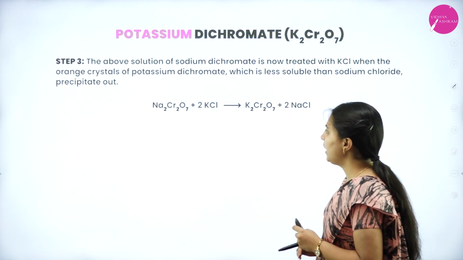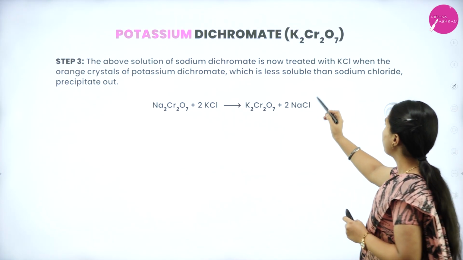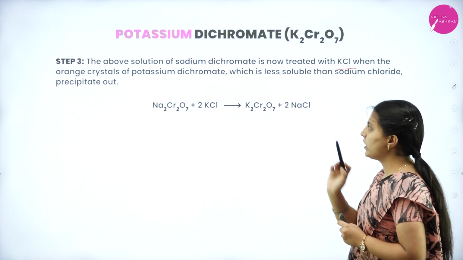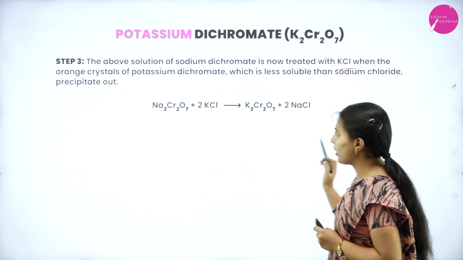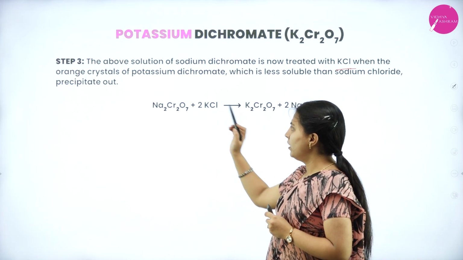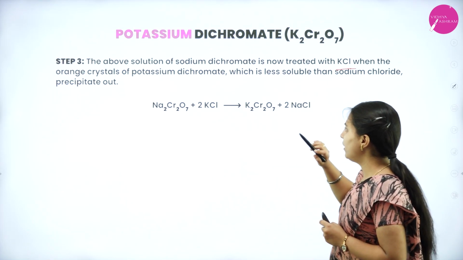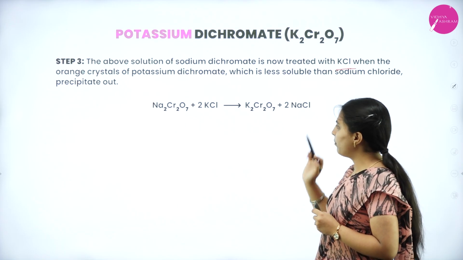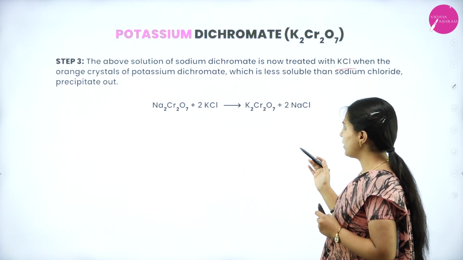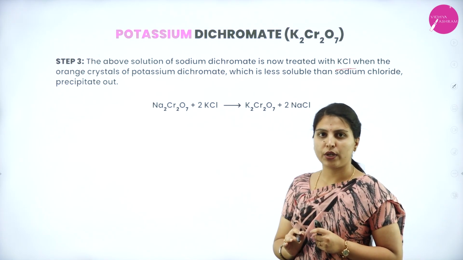In step 3, the above solution of sodium dichromate is now treated with potassium chloride, when the orange crystals of potassium dichromate, which is less soluble than sodium chloride, precipitate out. This sodium dichromate will be treated with potassium chloride, and potassium dichromate, being less soluble, will crystallize and precipitate out with the liberation of sodium chloride.